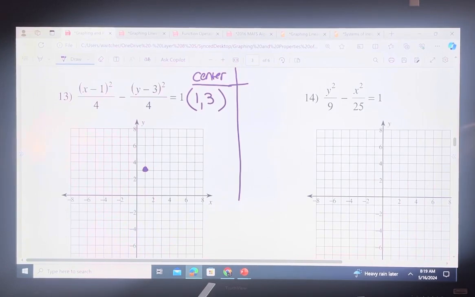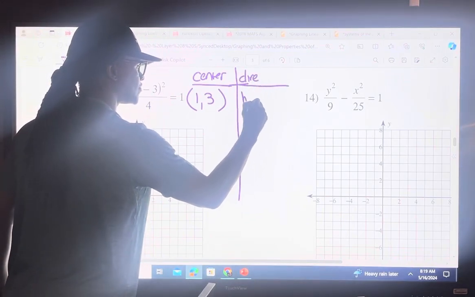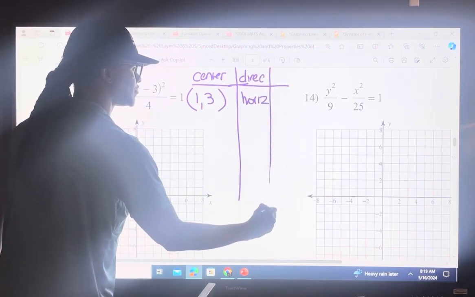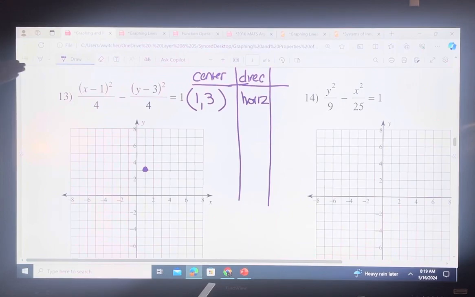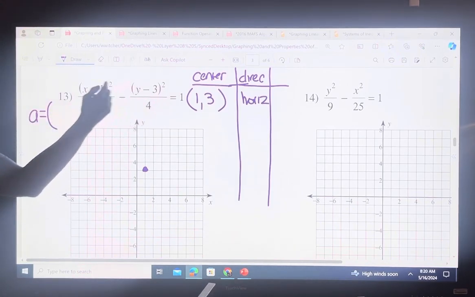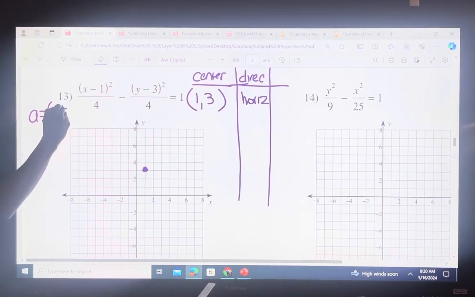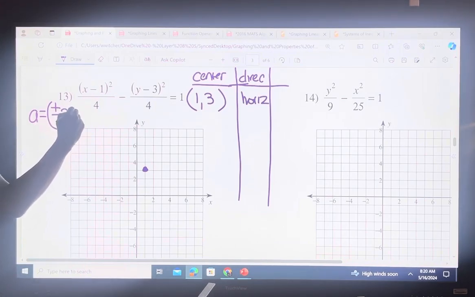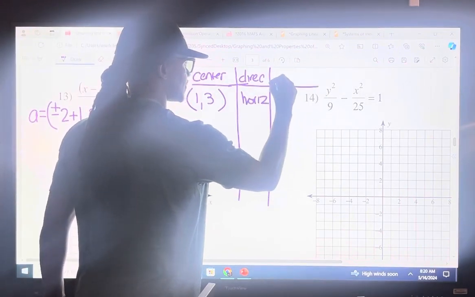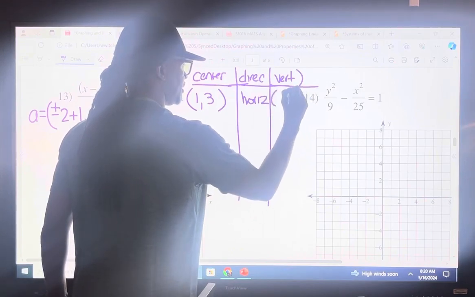Which direction are we going? Going horizontal, because the X came first. Looks like you got lucky again. They gave you an A and B format. But remember, our center is off. So let's skip right past and go right to the A. You know the A is going to be 2, but we got to add that to our center. So plus or minus 2, plus 1, and 3. I'm going to keep them in red.